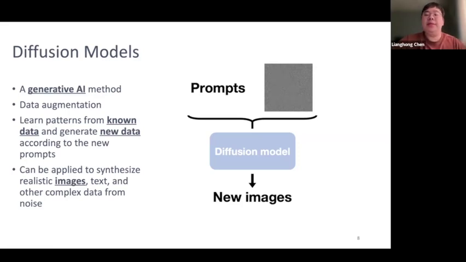A diffusion model is a state-of-the-art model in generative AI. It can learn patterns from known data and generate new samples like images and text from new prompts based on the learned pattern. This generation process is used to augment the missing data and solve the data unpaired issue.